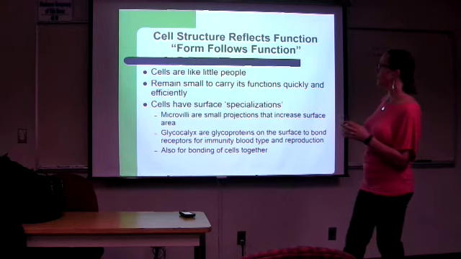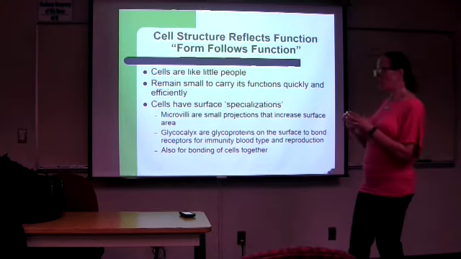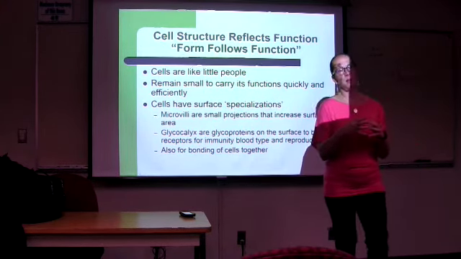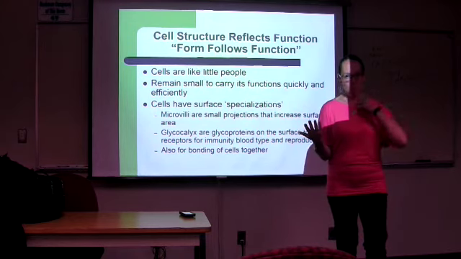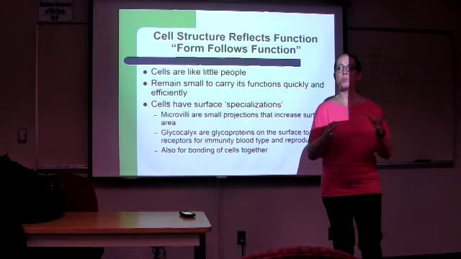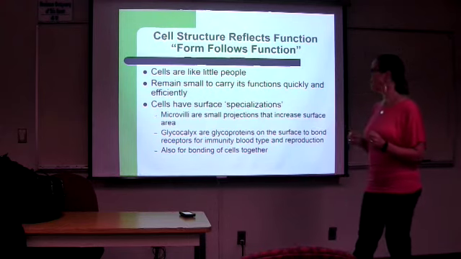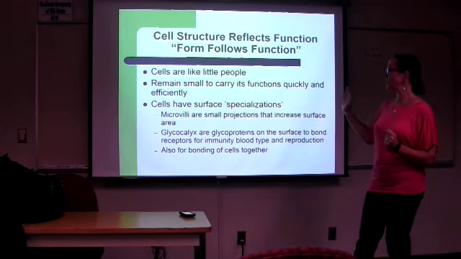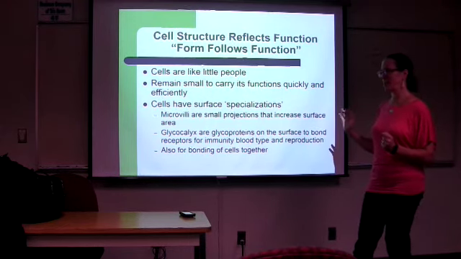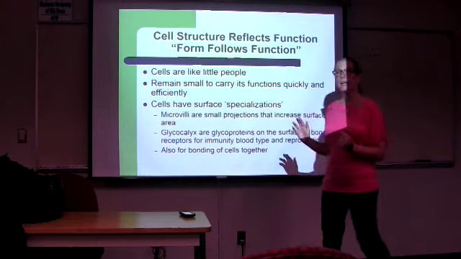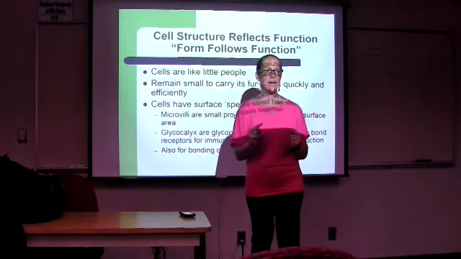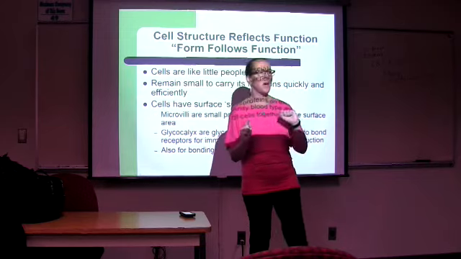So cells are like little people. They remain small. When we remain small, what we're doing is we're increasing surface area. When we increase surface area, we have more interaction with the environment. Now, cells have surface specializations. There's microvilli, okay? Now, microvilli are not cilia.